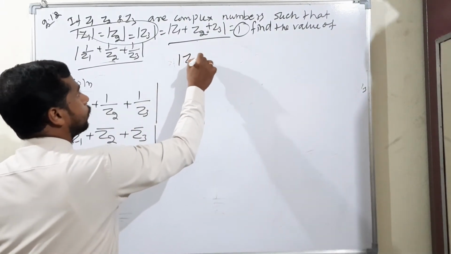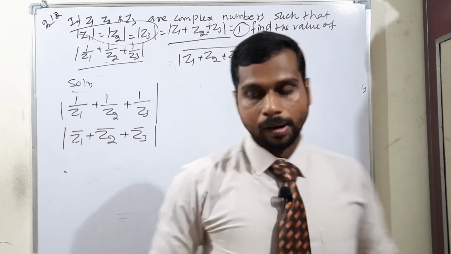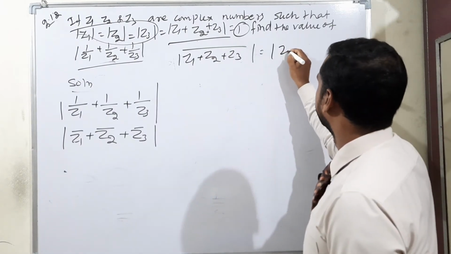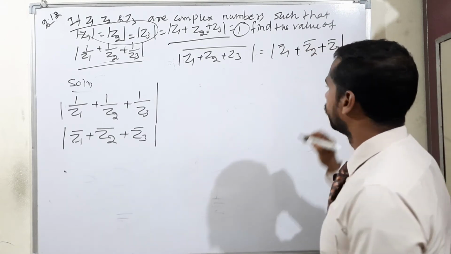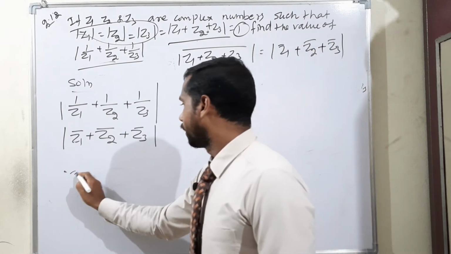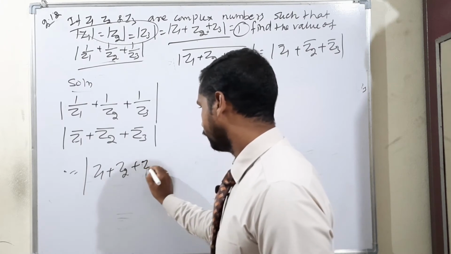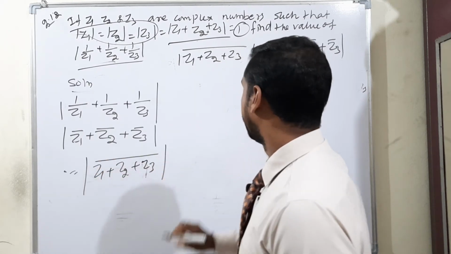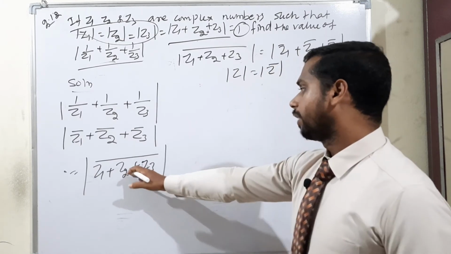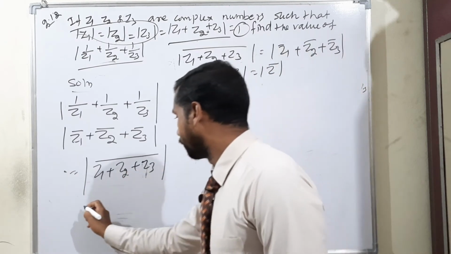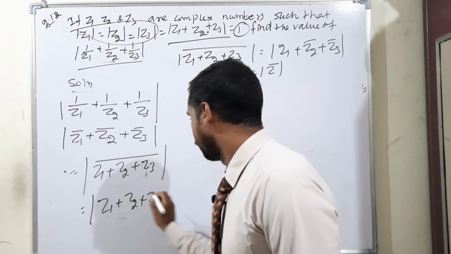It's modulus of (Z1 plus Z2 plus Z3) the whole bar is equal to modulus of Z1 bar plus Z2 bar plus Z3 bar. Here a separate bar is there, we can write directly modulus of Z1 plus Z2 plus Z3 the whole bar. Then already we know one property, modulus of Z is equal to modulus of Z bar. So in the next line we can write it without bar according to this property: Z1 plus Z2 plus Z3 without bar.